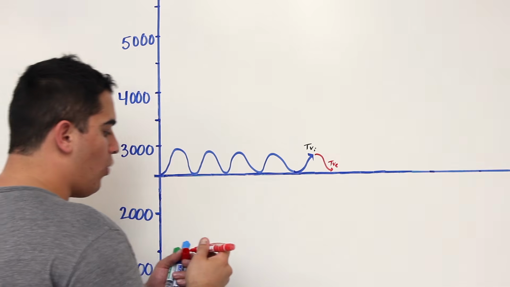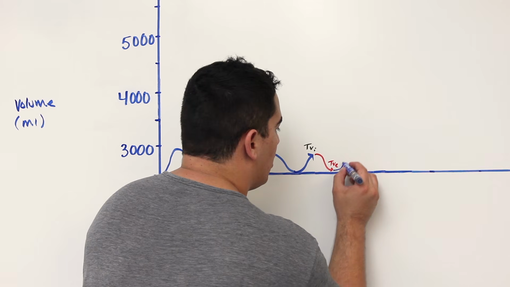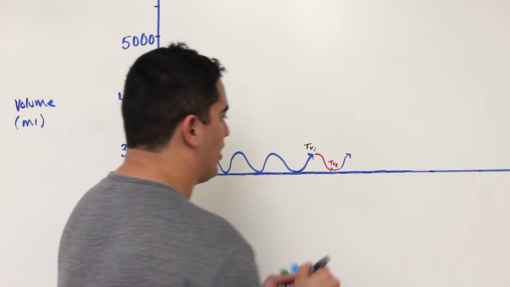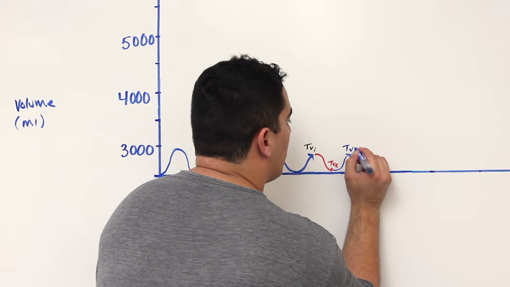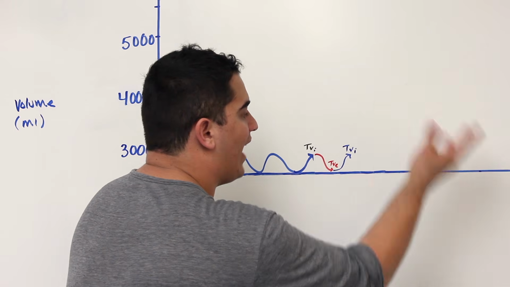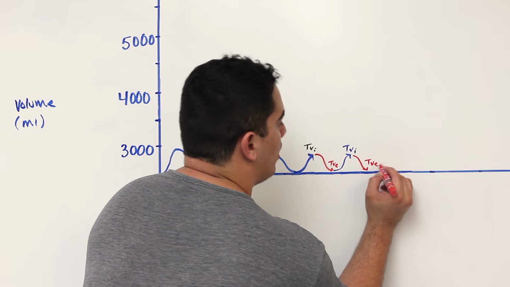Okay, so let's do one more just to make sure it's clear. Again, we go up. That is tidal volume inspiration. So tidal volume inspiration here at the top. And then as I go back down, I'm exhaling the air out, just normal quiet breathing. This is my tidal volume expiration.